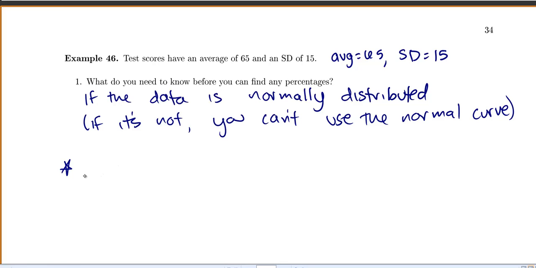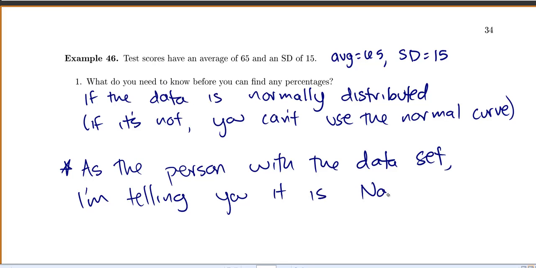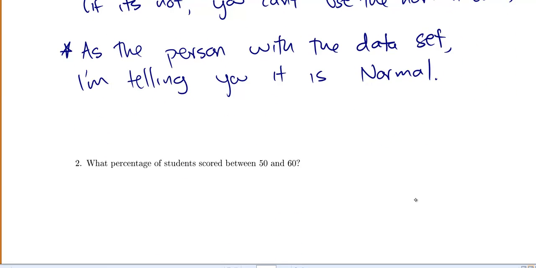So you need to know that, and as the person with the data set, I'm telling you it is normal. So we can go ahead and find the percentages. Otherwise, again, you can't use the normal curve to find percentages if your data is not normally distributed.